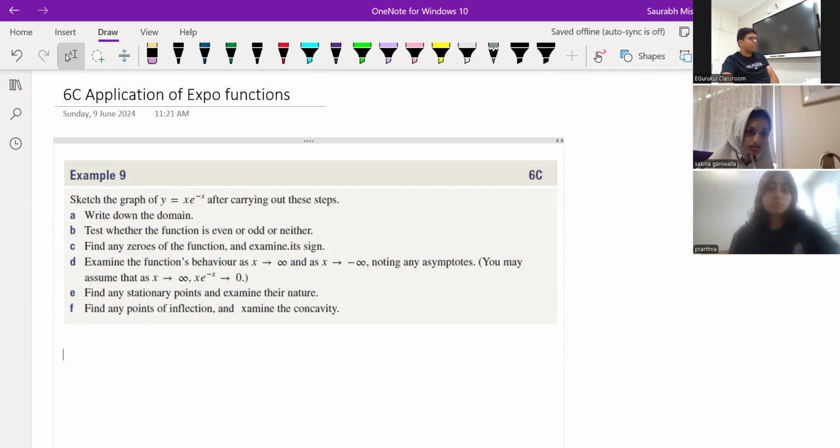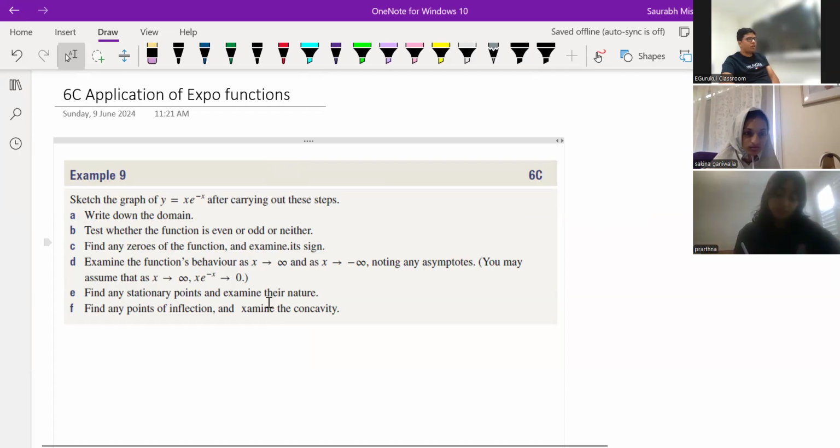Sakina, any challenge in this domain? Finding the domain means what x value is possible. Is it all real x values? All real, because x is not having any constraint and e to the power minus x is also not having any constraint. So we will get all real numbers as the domain. That's okay. Now, next one.